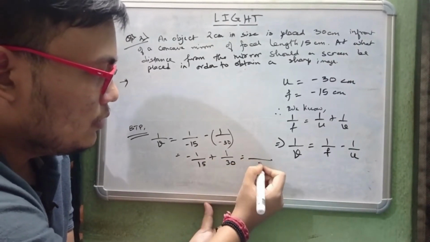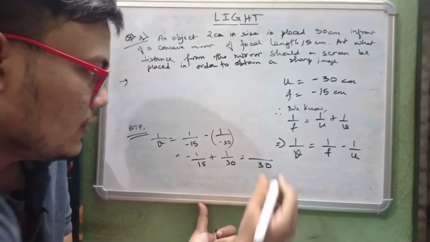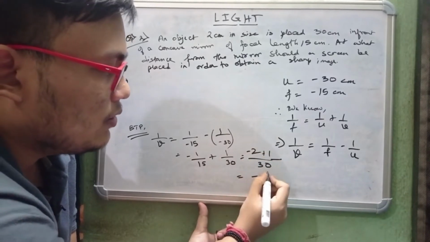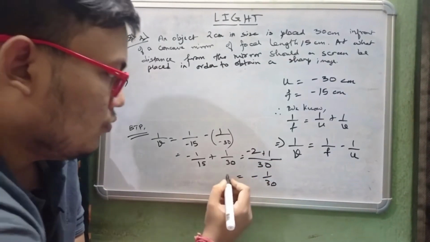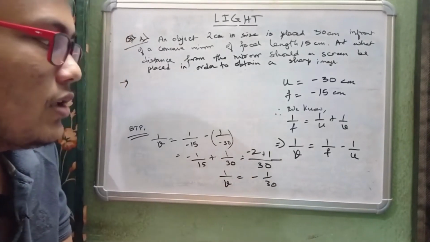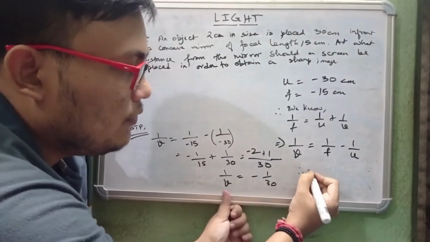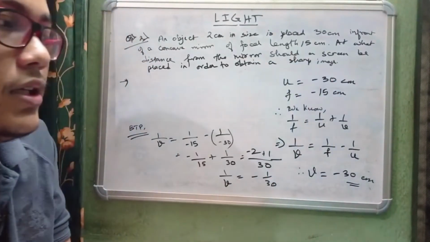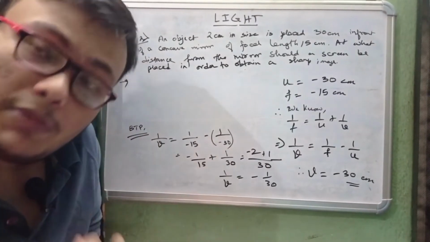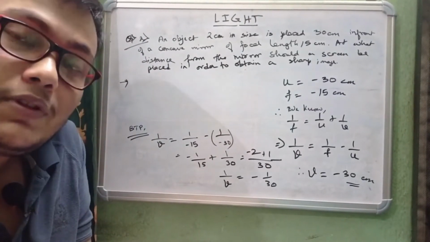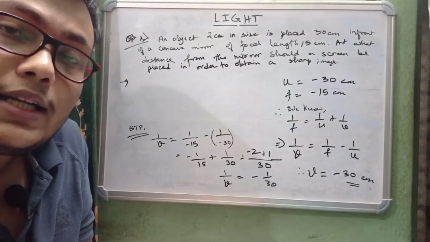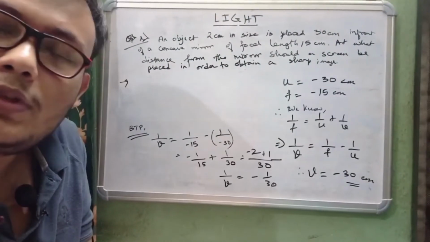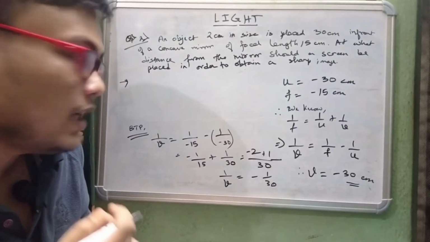If we take the LCM, it's 30. So it's minus 2 plus 1, which becomes minus 1 by 30. So 1 by v becomes minus 1 by 30, and naturally v becomes minus 30 centimeters, that is, image distance is minus 30. That means the image will be formed in front of the mirror, towards the left of the concave mirror. This minus sign implies that it is formed in front of the concave mirror, right?